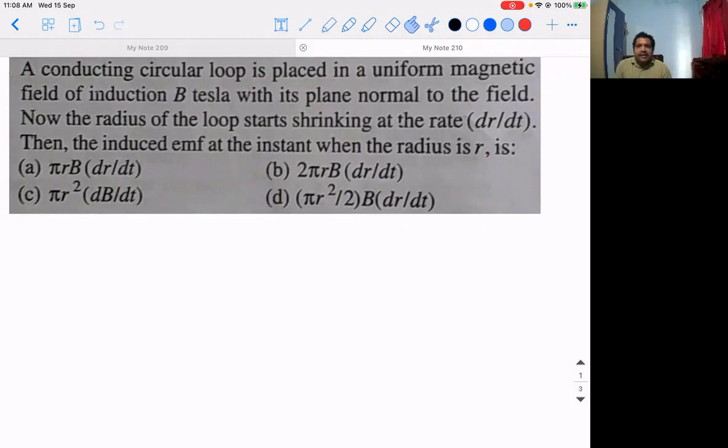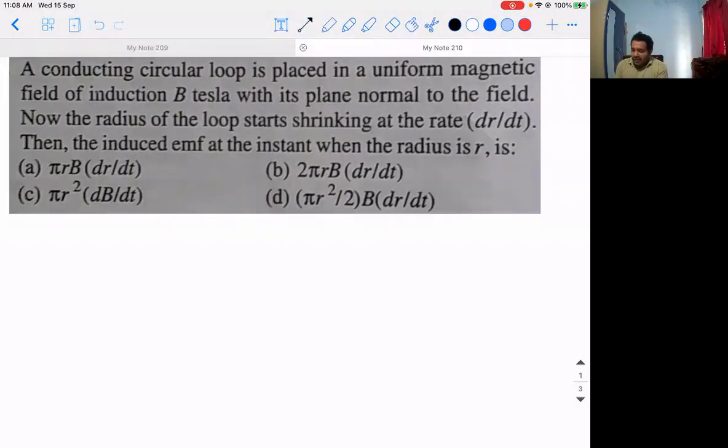is placed in a uniform magnetic field of magnetic induction B Tesla with its plane normal to the field. Now, the radius of the loop starts shrinking at the rate of dr by dt. Then the induced EMF at the instant when the radius is r is. So beautiful options are being given. So let's see how to figure out the answer for this question.